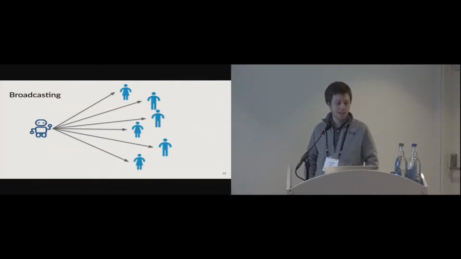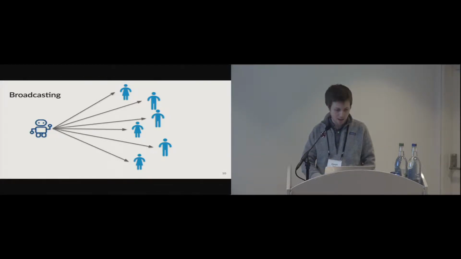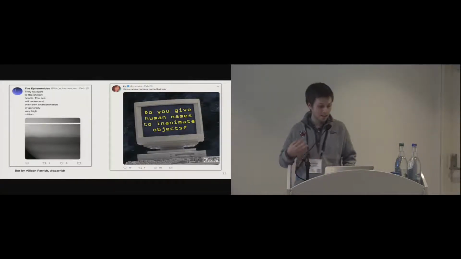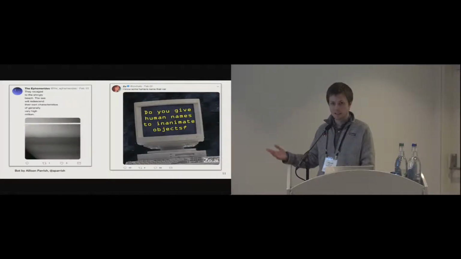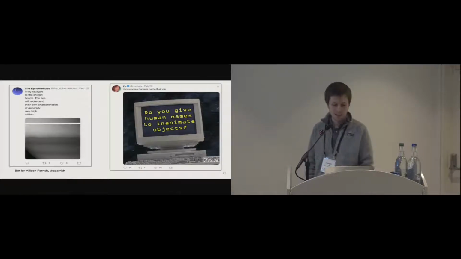Broadcasting bots, as we're defining here, are bots who create content that is broadcasted and many users see it at once. The obvious examples of these are Twitter bots. So the Ephemerides bot by Alison Parrish generates content by mixing photos from NASA's deep space probes with automatically generated text. And Zoe is Microsoft's successor to Tay. And it often tweeted out questions like this, which people would respond to.